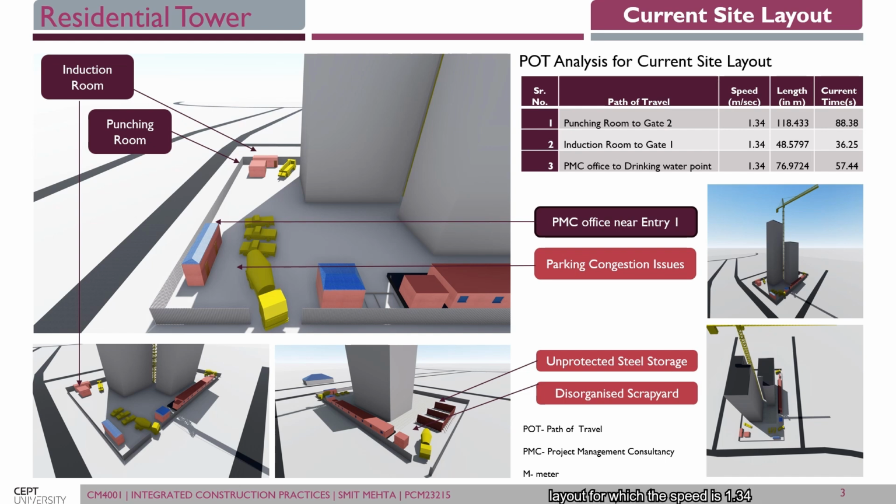for which the speed is 1.34 meters per second and the length we got from Revit after calculating the path of travel is 118.433 meters, for which the current time is 88.38 seconds. Same for the induction room to gate 1, which has a length of 48.5797 meters, where the current time is 36.25 seconds. Same for the PMC office to the drinking water point. The speed is 1.34 meters per second, the length is 76.9724 meters, and the current time is 57.44 seconds.